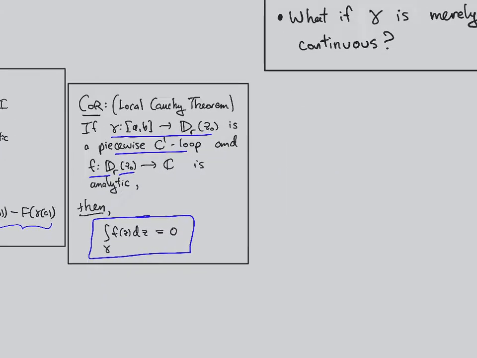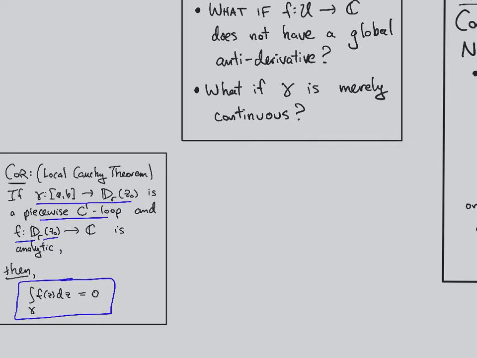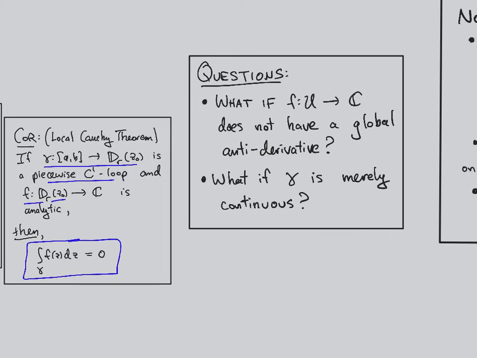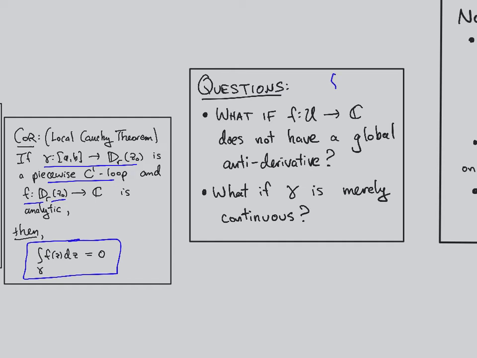Now, here are some important questions to motivate what we'll do next. Well, what if our function does not have a global antiderivative? How do you compute these line integrals? And what if the path is merely continuous? Is there any way to make sense of these integrals in the situation where gamma is continuous? So we're going to answer both of these questions, and we'll see that these objects really are meant to be defined on continuous curves, and that the smoothness is just kind of an artifact.